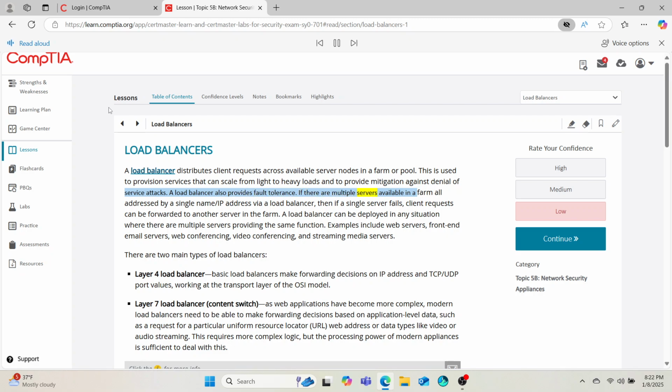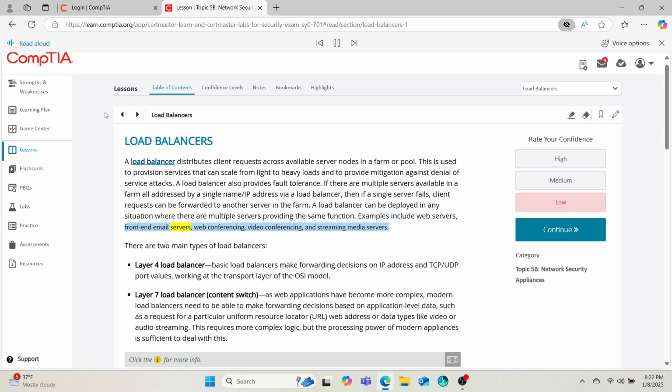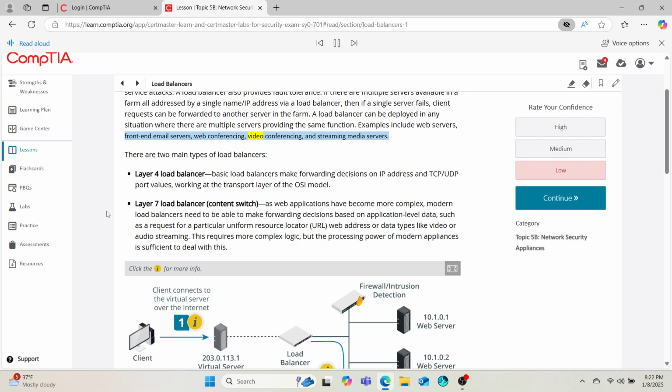If there are multiple servers available in a farm all addressed by a single name/IP address via a load balancer, then if a single server fails, client requests can be forwarded to another server in the farm. A load balancer can be deployed in any situation where there are multiple servers providing the same function. Examples include web servers, front-end email servers, web conferencing, video conferencing, and streaming media servers.